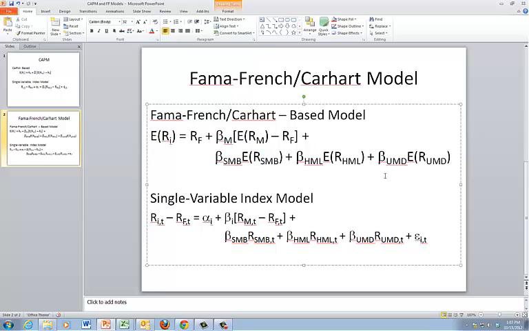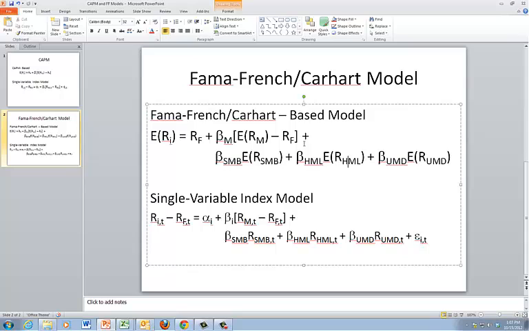HML stands for high minus low. HML is a portfolio that is constructed by assuming long positions in stocks that have a high book to market and shorting stocks that have a low book to market ratio. Again, you're assuming long positions in stocks that have high book to market ratios, and you're assuming a short position in stocks that have low book to market ratios.